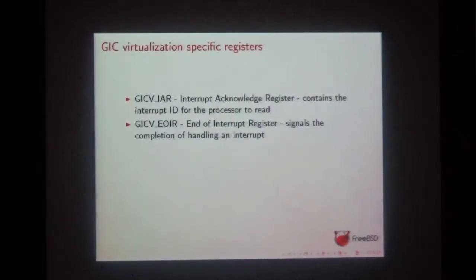We have some generic interrupt controller virtualization specific registers. You will see here the same GIC prefix, and we have a D for the distributor, a C for the CPU interface, and a V for the virtual CPU interface. And we have the same registers, the IAR and the EOIR, the same as the CPU interface. You see they are the same, but they have only another name. They are doing the same thing. The interrupt acknowledge register contains the interrupt ID for the processor, and the end of interrupt register signals the completion of the interrupt.